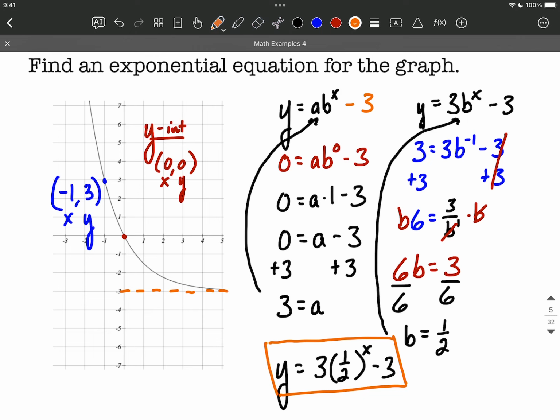I hope this helps out. Remember, identify the horizontal asymptote first. Next, go with your y-intercept. And finally, one additional point. All right, good luck.